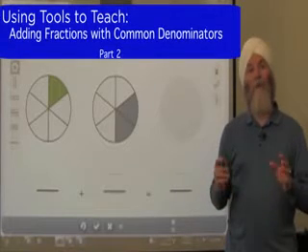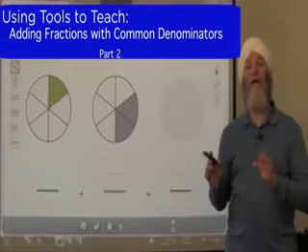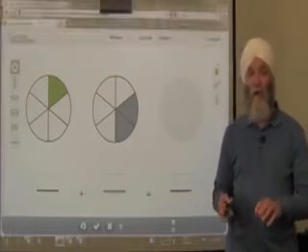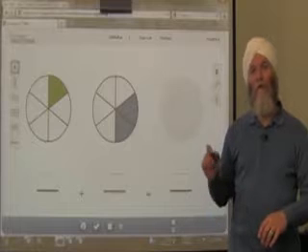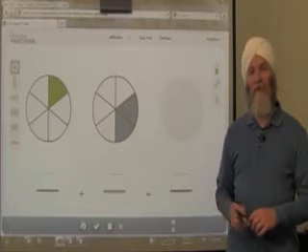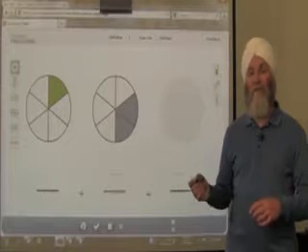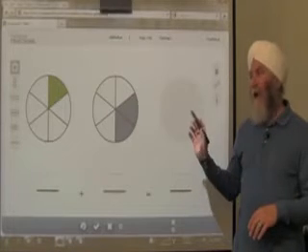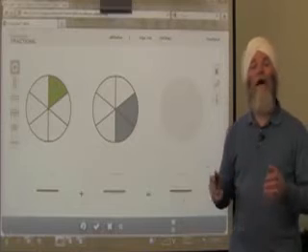Let's look at techniques to help students learn about adding fractions with common denominators. This is the second in a two-part mini-series where we're using visual tools from Conceptua Math, and we're using the addition with common denominators tool.